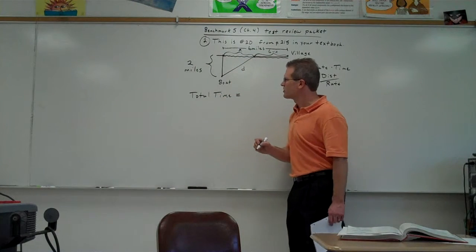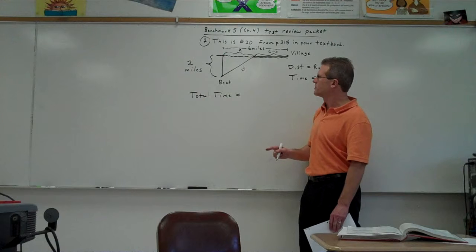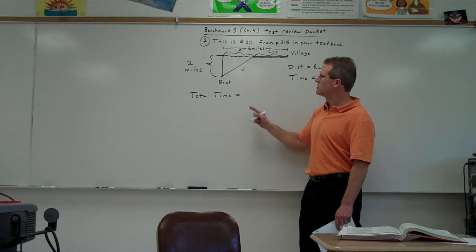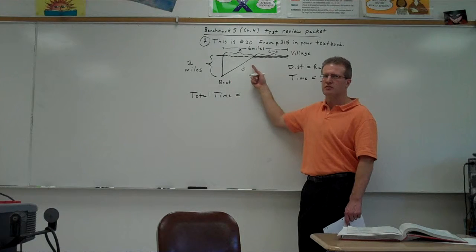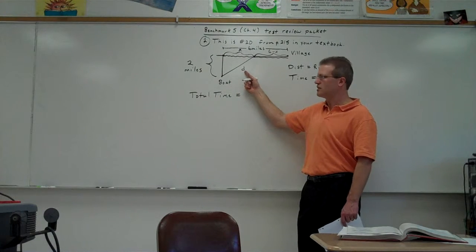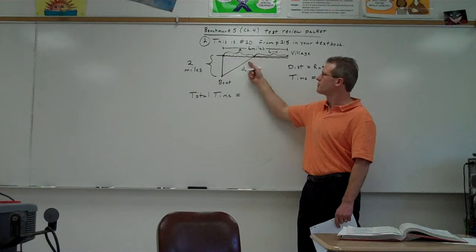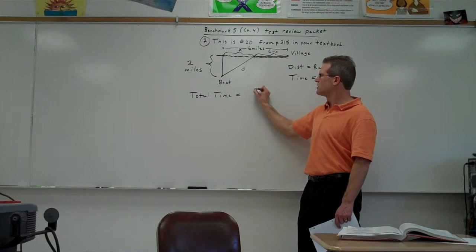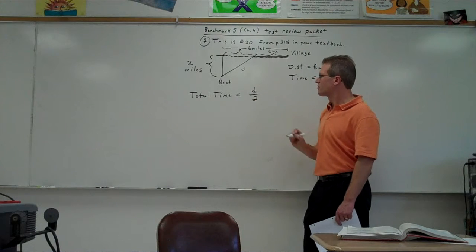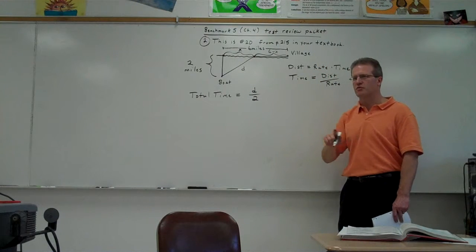So let's talk about her total time rowing first in the boat. What divided by what would give you her time rowing? What's her distance? D. D is her distance that she's going to row. Okay? How fast can she row? 2 miles per hour. So D divided by 2 would tell you how much time it's going to take her to row the boat to shore.